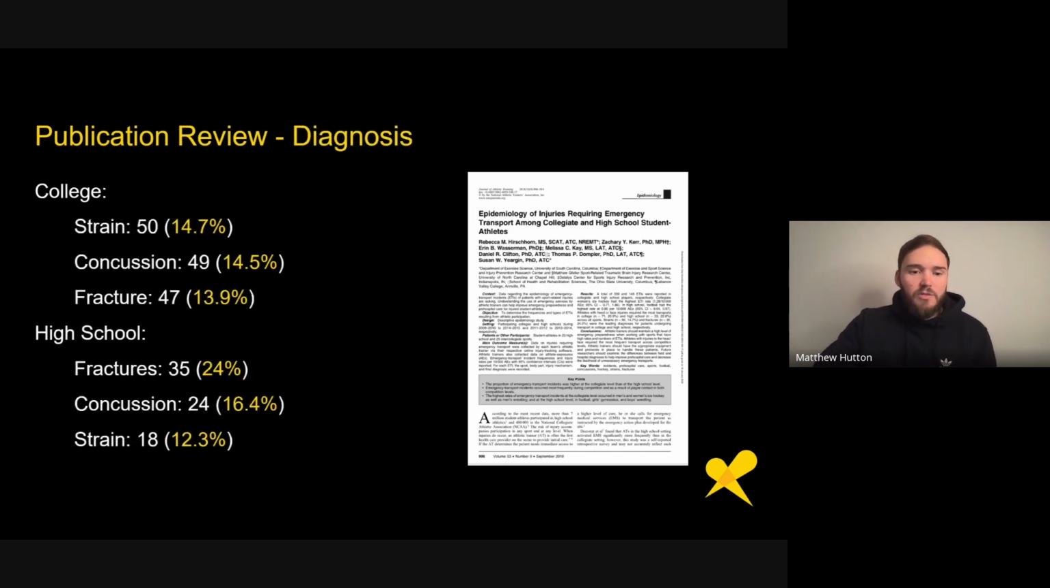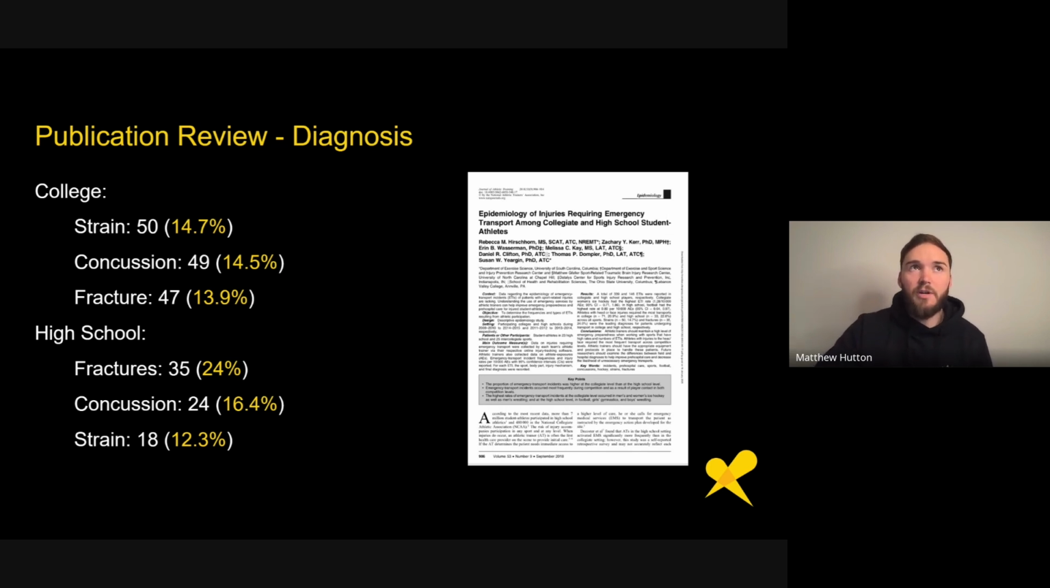The diagnosis was what I found the most interesting for this paper, because if you see the number one reported ETI for college setting, it was diagnosed in the ER as a strain, and the overall number was 50, but that was about 15% of all of the referrals via EMS. So it struck me as odd until I thought about it a little bit more. It's probably a misdiagnosis by the AT, or they're just being overly cautious.